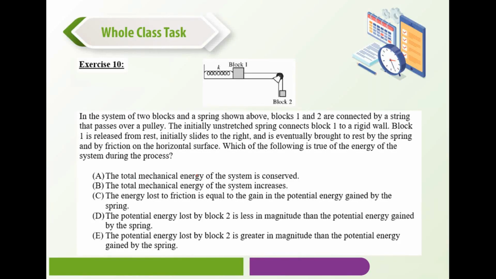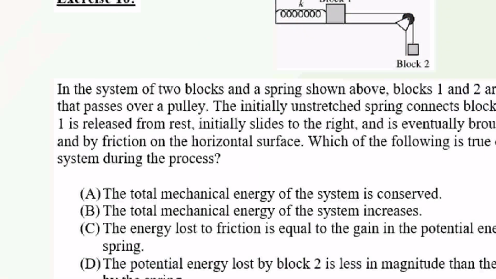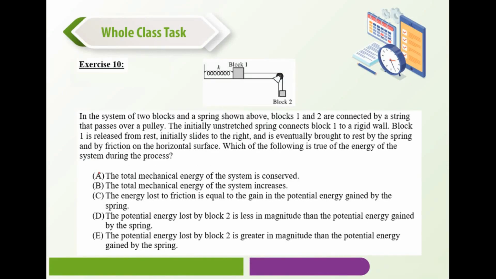Now they're telling you the total mechanical energy of the system is conserved. So we have friction, which means energy is not conserved. We will exclude this. The total mechanical energy of the system increases. We know that this violates the principle of energy, because energy is always the same or decreases. The energy lost to friction is equal to the potential energy gained by the spring. The potential energy lost by block 2 is less in magnitude. The potential energy lost by block 2 is greater in magnitude.